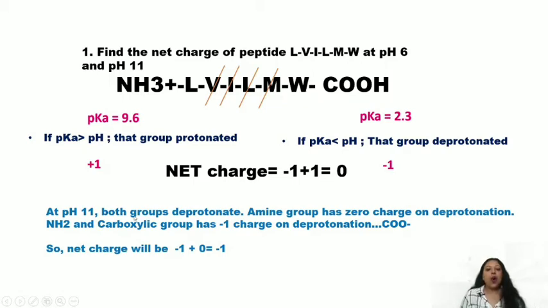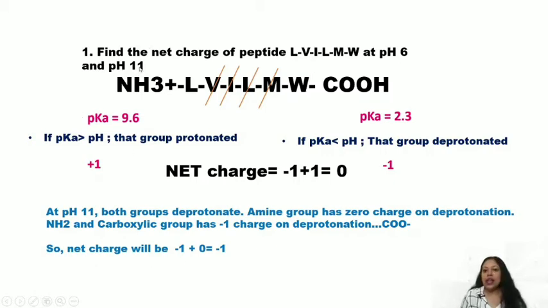So all you need to do is again write down the same peptide structure. You can do it. Again write down the pKa values, and again you can see what will be the net charge of the COOH group and NH3 plus group at pH 11. Since we have noted down these values, we are not going to repeat this set again. Rather, we will just calculate the charges of the amino and carboxyl groups by comparing the pH and pKa values.